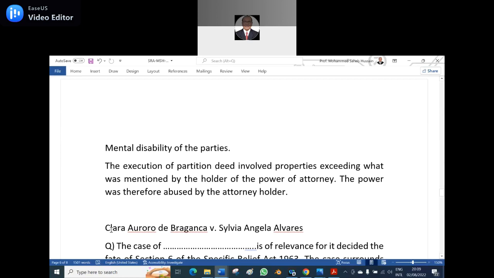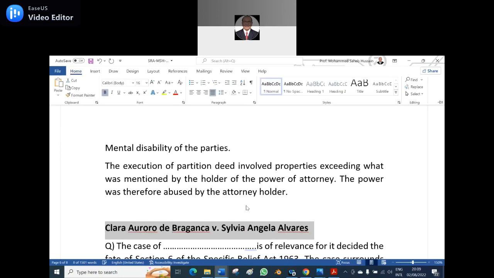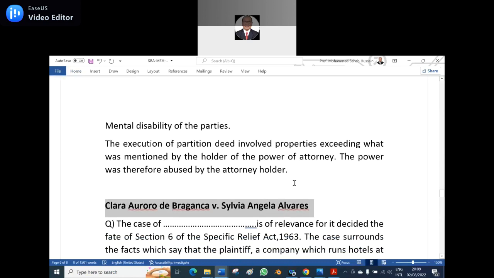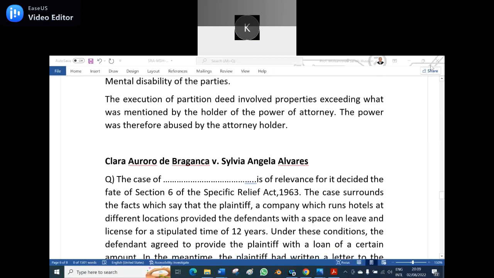Can you read this case law once again? Anyone? Which I highlighted? So that I could know that you are hearing me and I am hearing you. Participants: Clara Aurora D. Braganca versus Silvia Angela Alvarez. Good, good. That means you are hearing me and I am hearing you. Is it?